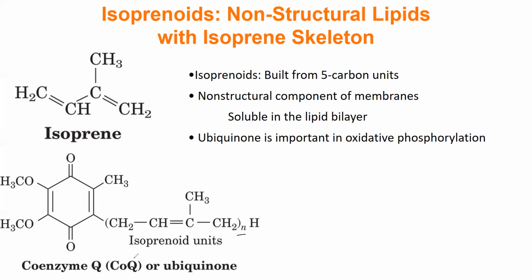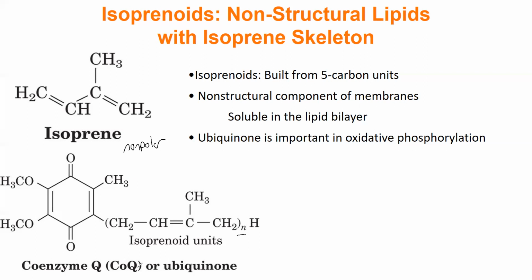And these are all hydrocarbons. You have a couple oxygens there, but for the most part, coenzyme Q is incredibly nonpolar, and anything made out of isoprene is going to be nonpolar. So that means they're going to be soluble in the lipid bilayer.